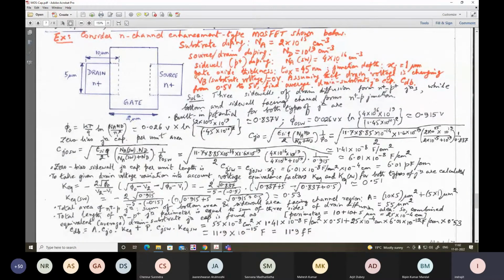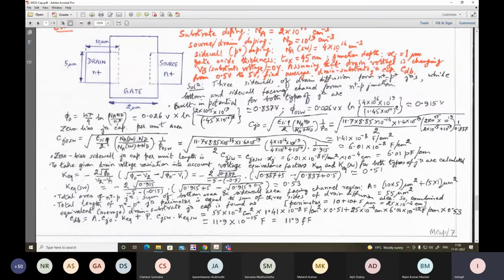And then we calculate the voltage equivalence factor, one for junction 5 and junction 1, that is 0.51, and the other for junctions 2, 3, and 4, that is slightly higher, that is 0.53. Then the total area of the N plus P junction is the sum of bottom area and sidewall area. That is 10 into 5 plus 5 into 1, so 55 micrometer square. Note the dimension is farad per centimeter square and this is micrometer square, so this factor 10 to the power minus 8 will appear here, right?